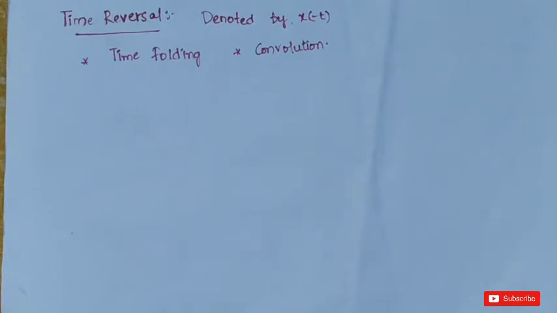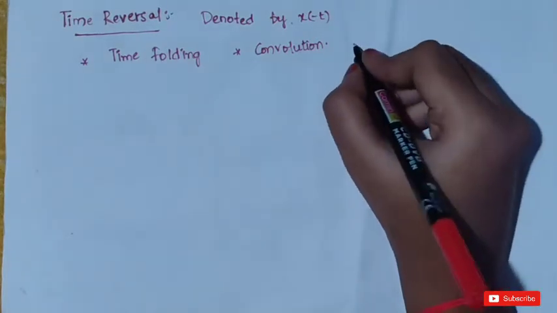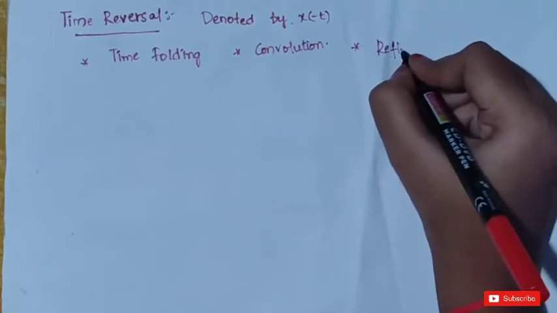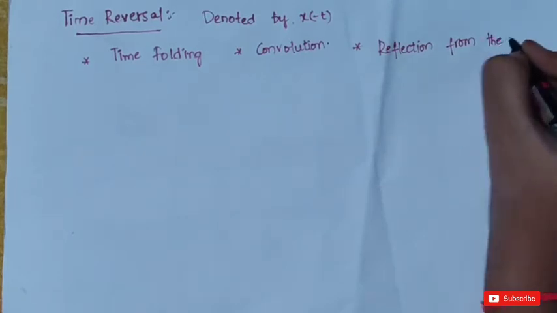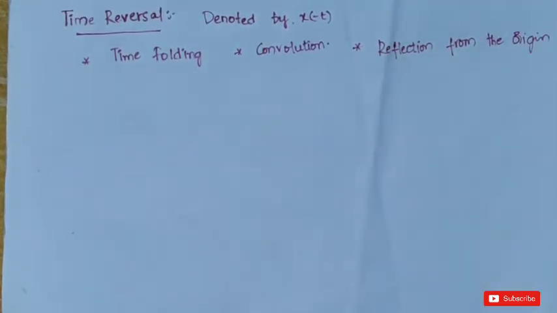Also, we can say that this time folding or time reversal of a continuous time signal or a discrete time signal can be obtained by reflection of the original signal about the origin at t is equal to 0. Once again, I will repeat this. The time reversal of a continuous or a discrete time signal can be obtained by reflection of the original signal about the origin at t is equal to 0. These are the main points that we need to keep in mind about the time reversal operation of a signal.